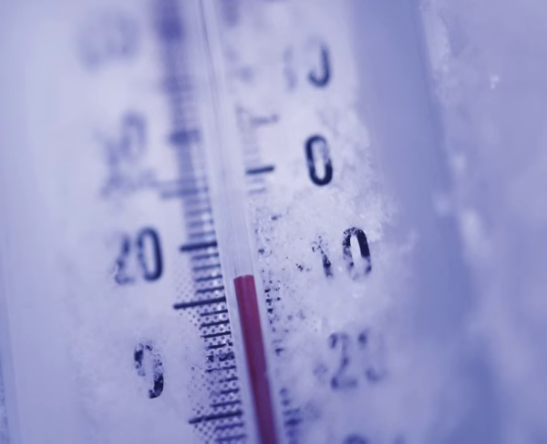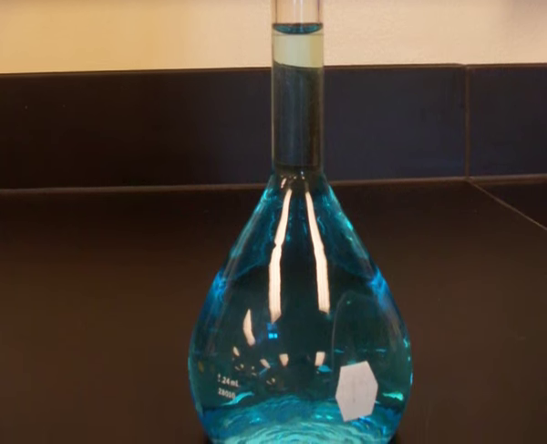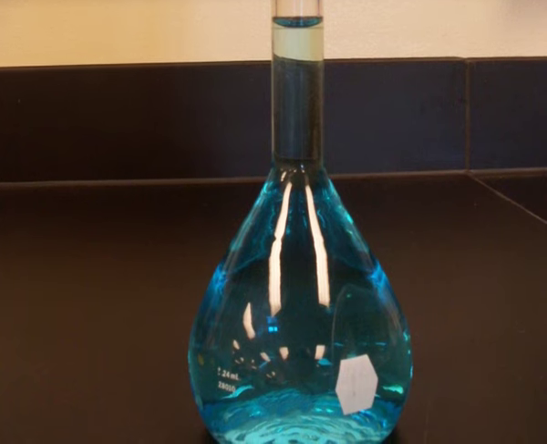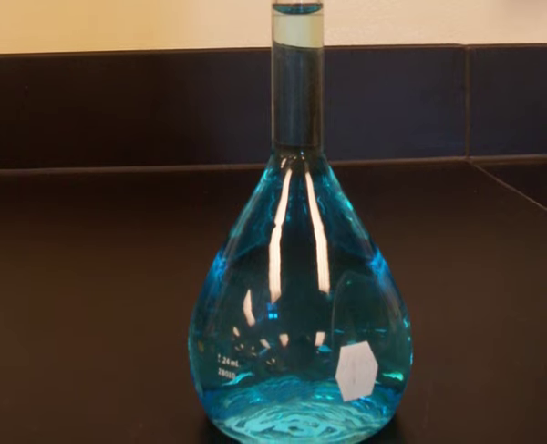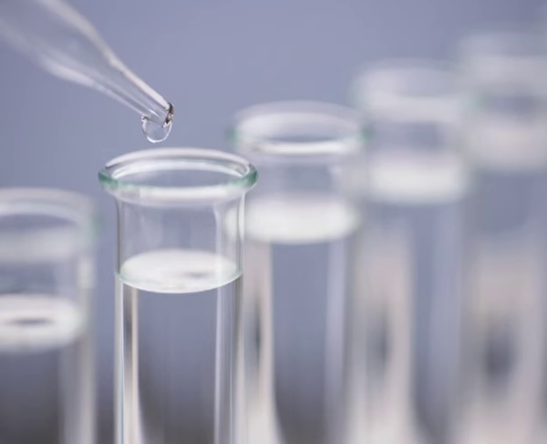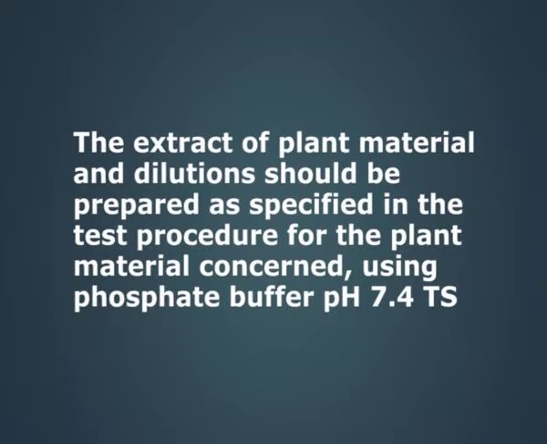To prepare the reference solution, transfer about 10 mg of saponin R, accurately weighed, to a volumetric flask and add sufficient phosphate buffer pH 7.4 test solution to make 100 ml. This solution should be freshly prepared. The extract of plant material and dilution should be prepared as specified in the test procedure for the plant material concerned using phosphate buffer pH 7.4 test solution.